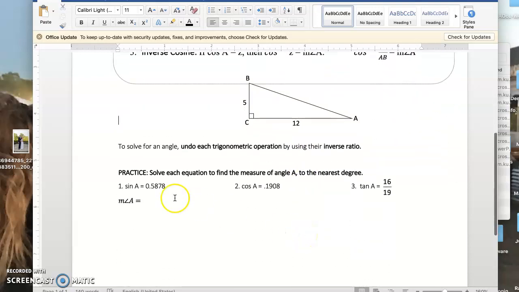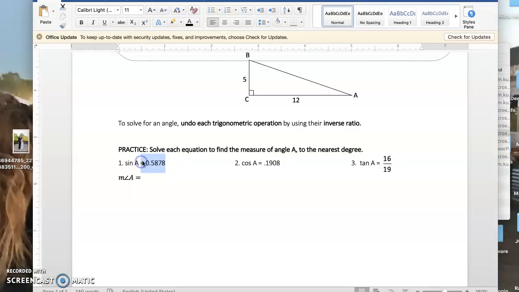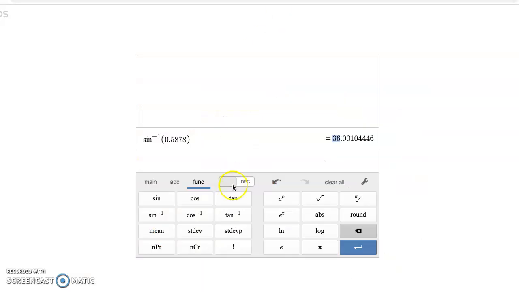Now for today, I am just giving you the decimal of whatever the sides were, or the fraction of those sides. So if I wanted to know the measure of angle A when given that this is the sine math, I would type in the sine to the negative one of 0.5878. Now in your calculator, you're probably going to have to utilize the second tool.